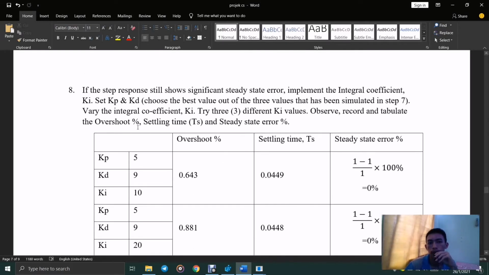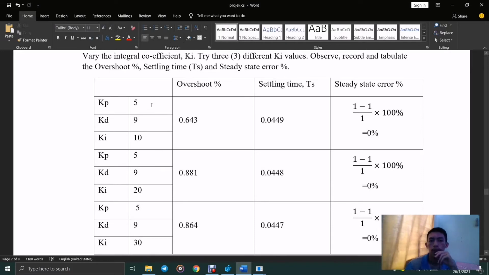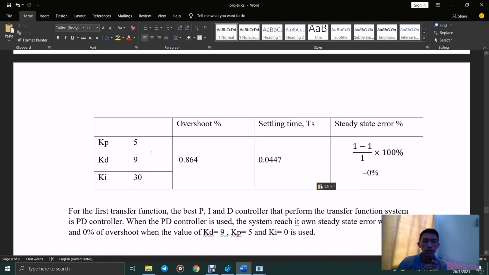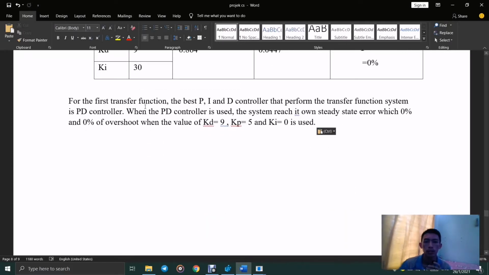After that, number 8, we just change the KD and KI value. After that, we will conclude from the graph the most stable graph. The conclusion for this transfer function is that the best PID controller to perform the transfer function system is the PD controller. When the PD controller is used, the system reaches a steady state error of 0% and 0% overshoot when the values KD 9, KP 5 and KI 0 are used.